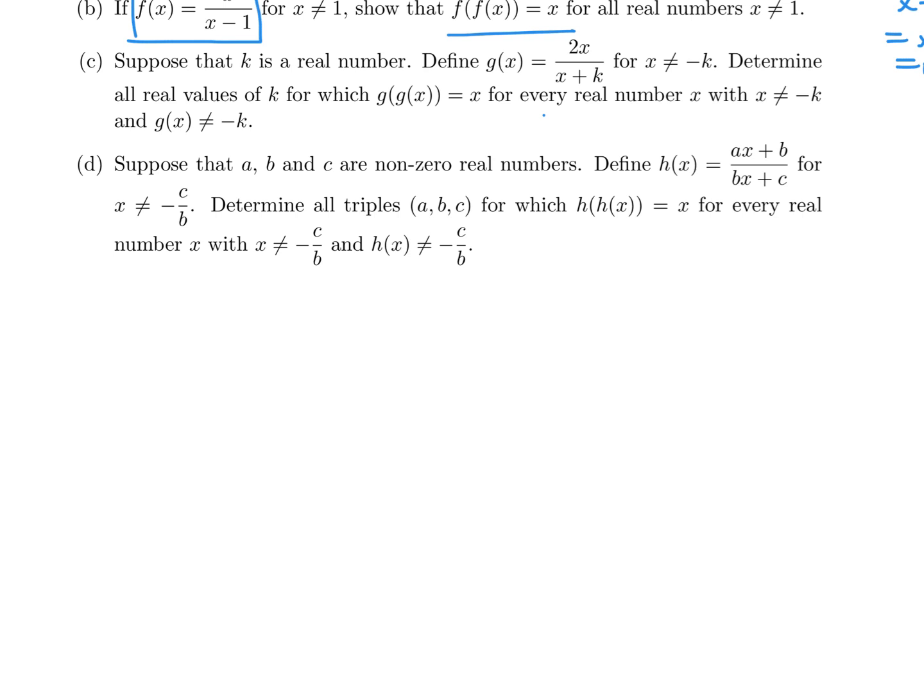Suppose that x is a real number. Define g at x is 2x over x plus k, and determine all real values of k for which g at x is equal to x for every real number x, with x not equal to negative k and g at x not equal to negative k.